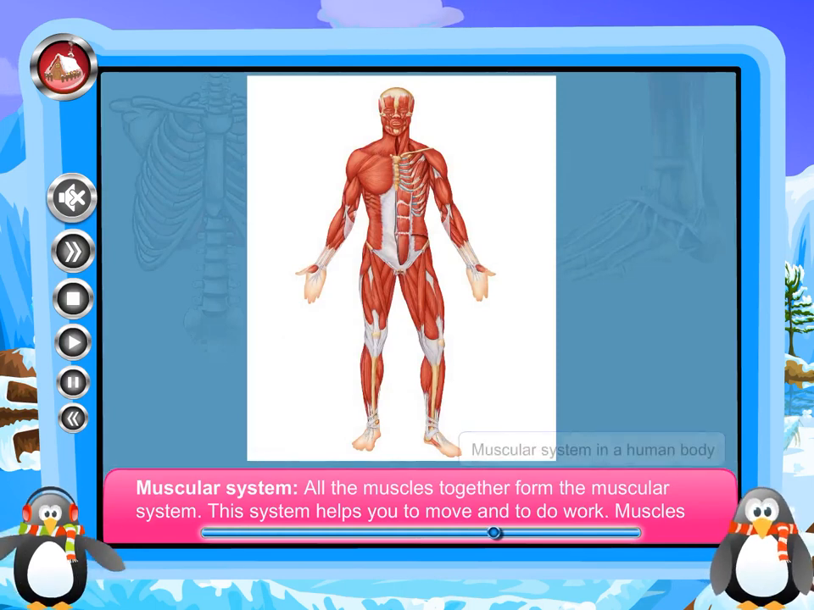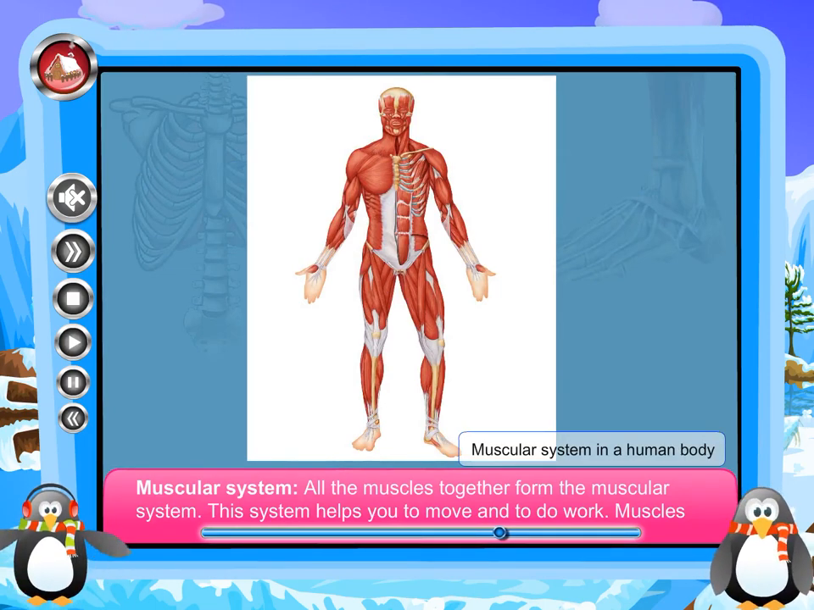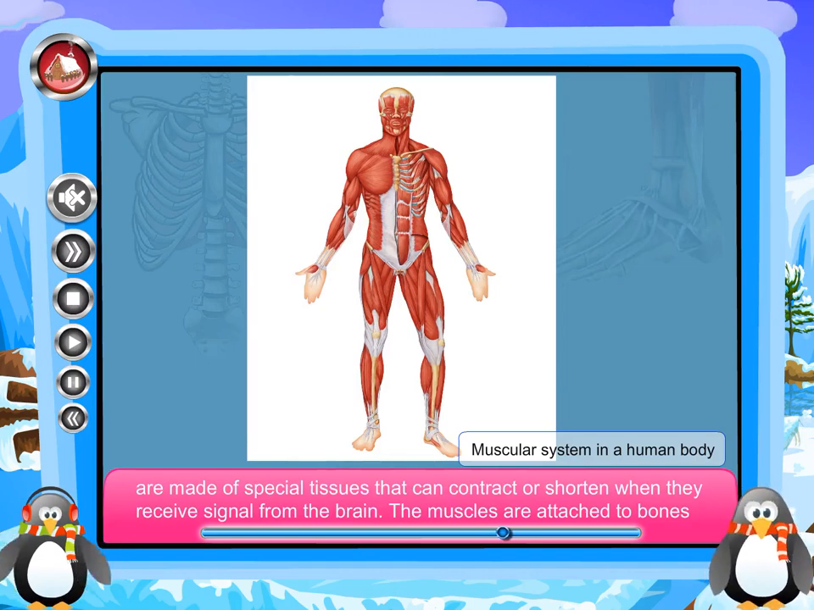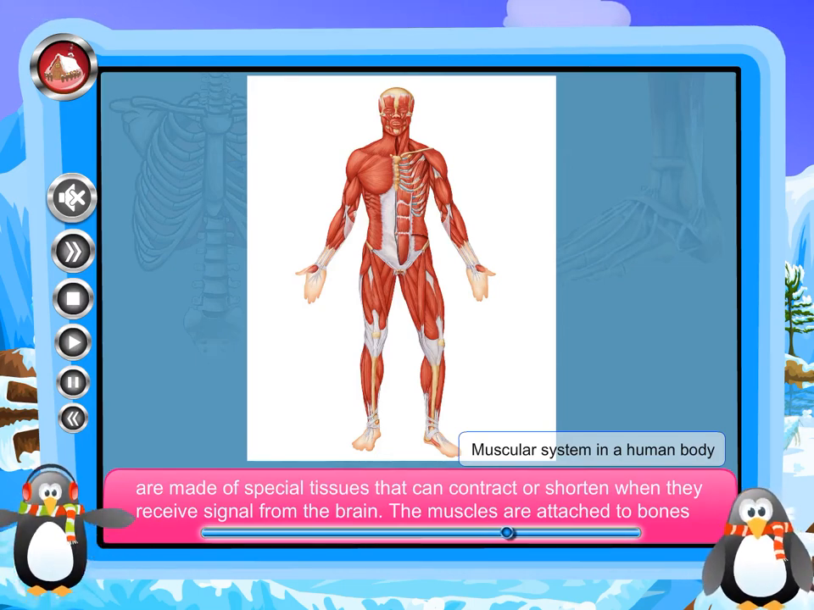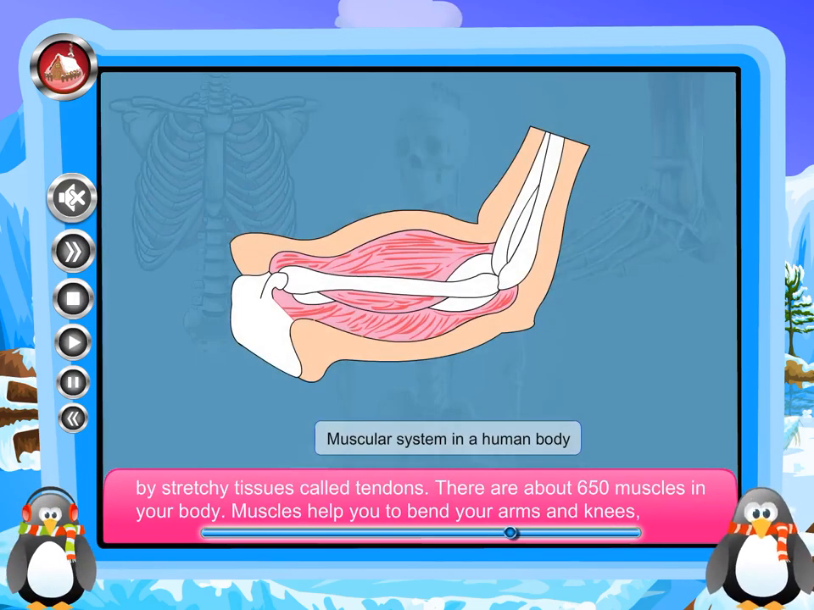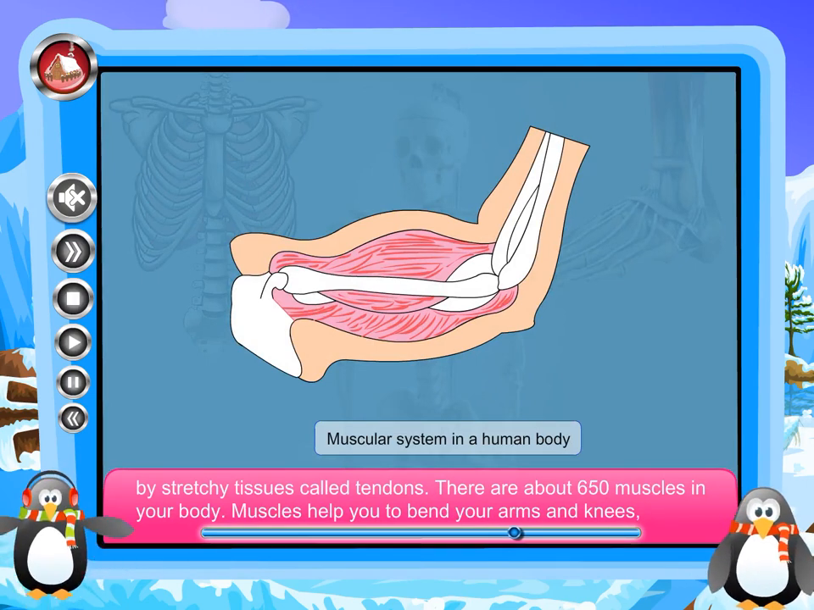Muscular system. All the muscles together form the muscular system. This system helps you to move and to do work. Muscles are made of special tissues that can contract or shorten when they receive signal from the brain. The muscles are attached to bones by stretchy tissues called tendons. There are about 650 muscles in your body.